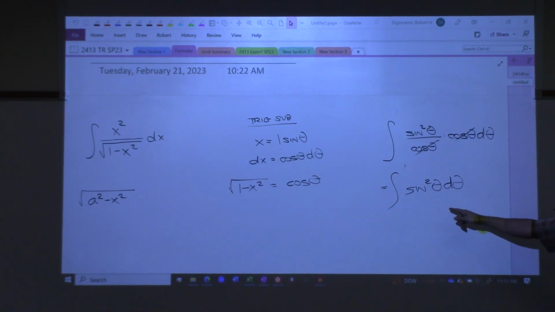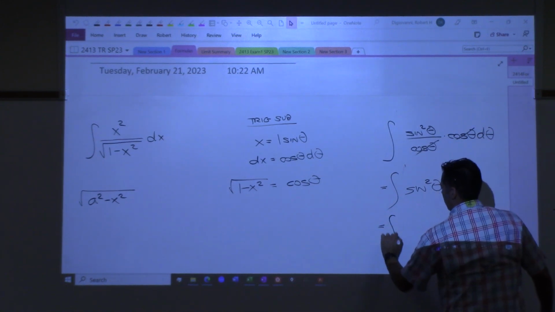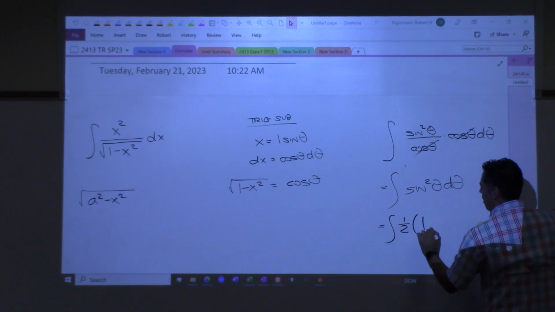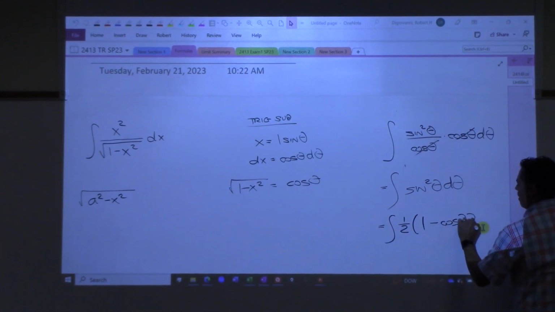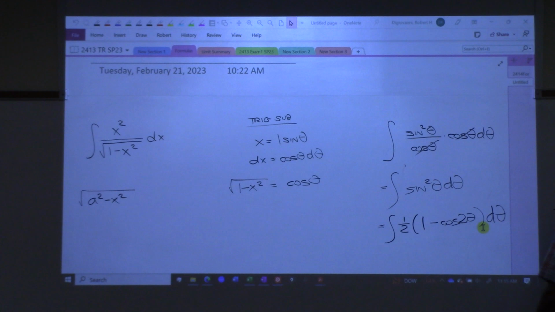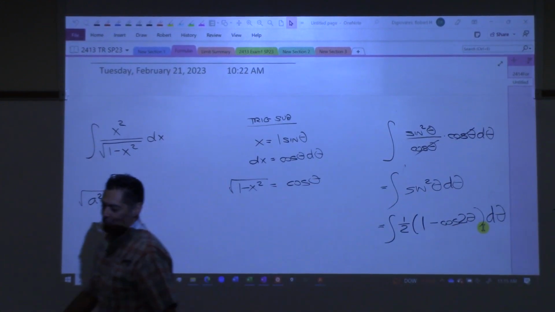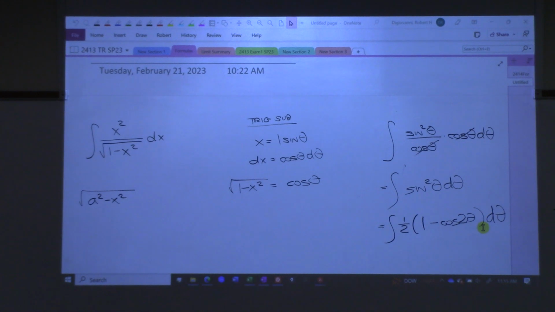Power reduced, double angle. 1/2 times 1 minus cosine 2 theta d theta. How much credit do we get if we got there? Well, more credit than if you didn't get there. Right? Okay, got to there, right?